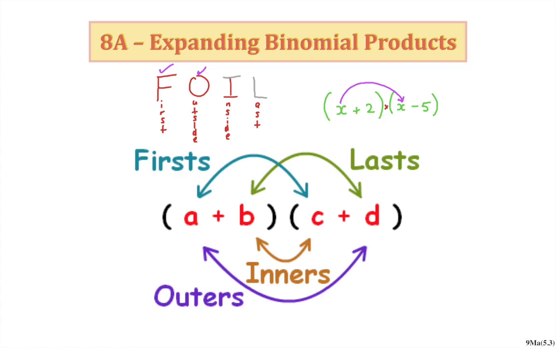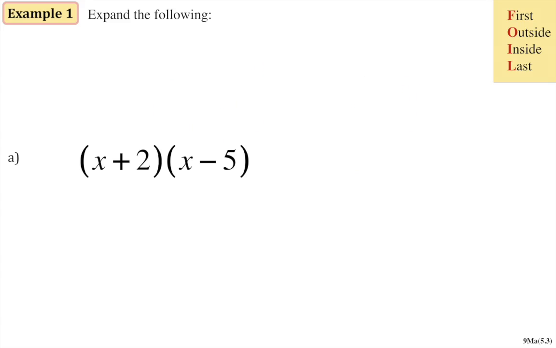So the outside term means take the outside term in the first bracket and multiply it to the outside term in the second bracket. Then we'll go for the inside terms, which are the two terms closest together, and we multiply those together. And then the last term in each bracket, and we multiply those together. So that's the pattern we're going to work with, and it's how we expand binomial products.